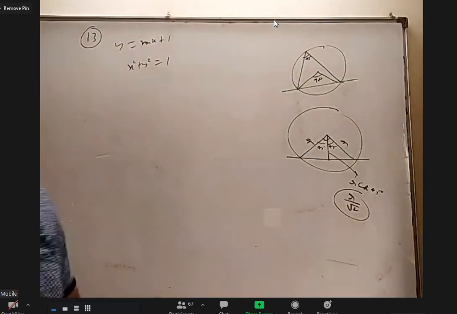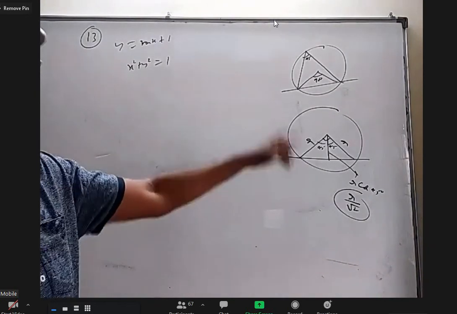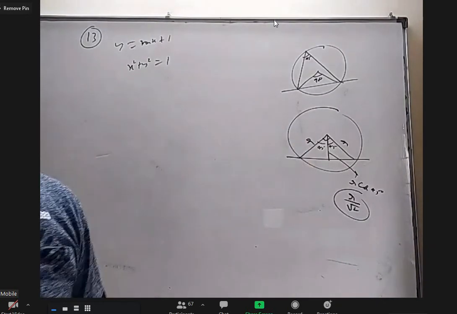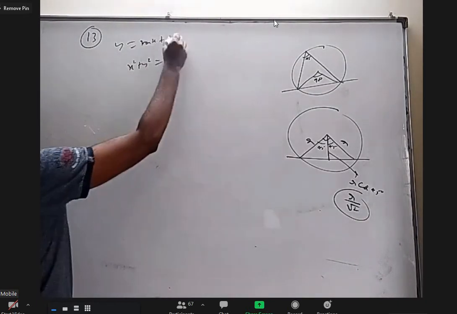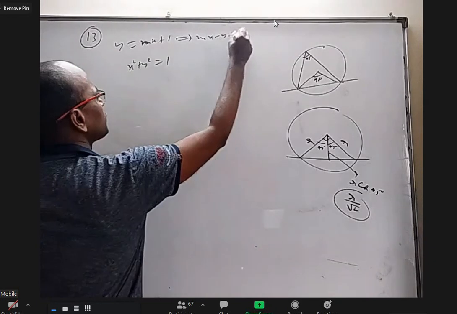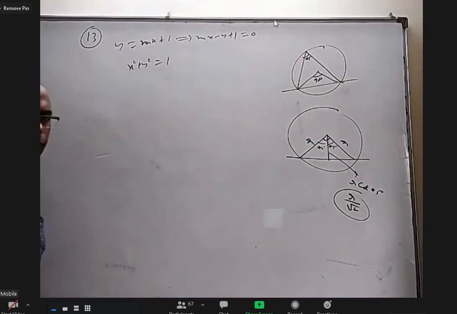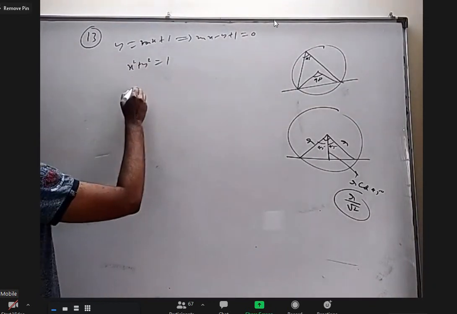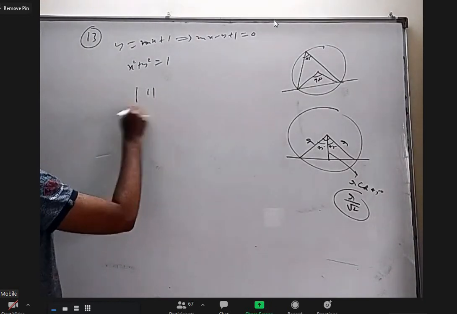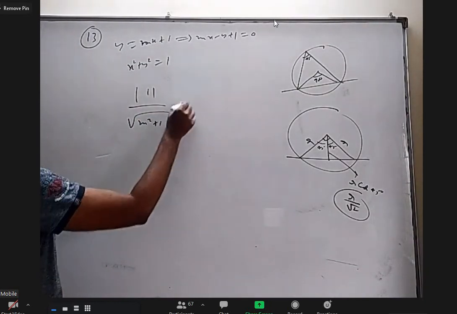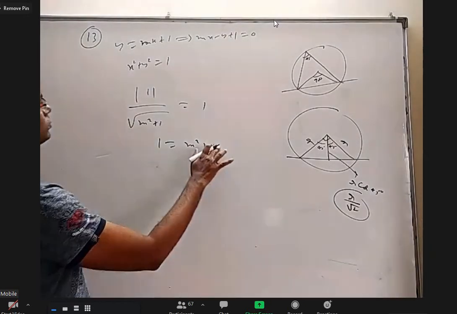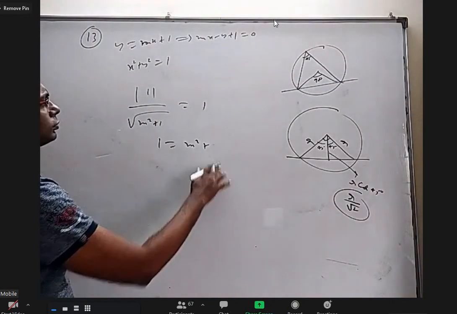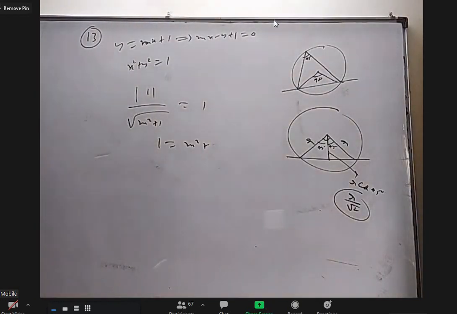Okay, so for a chord to subtend 90 degrees, double of that is 45, the perpendicular distance should be R cos 45, which is R by root 2. So what is the distance? This is mx minus y plus 1 equals 0. Perpendicular distance from origin is mod c, mod 1 by root of m square plus 1, equal to R by root 2, sorry.